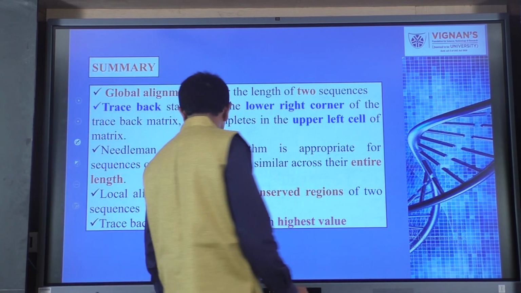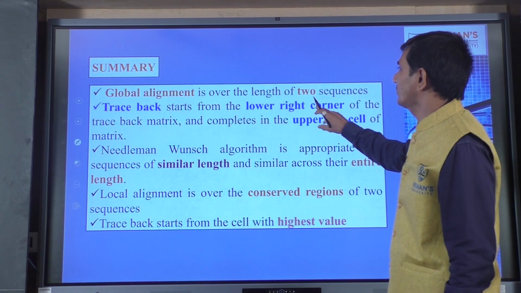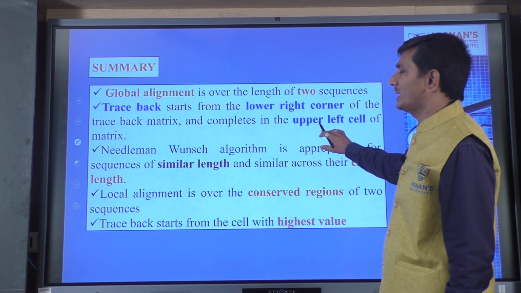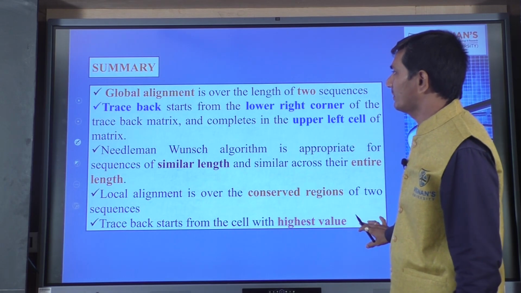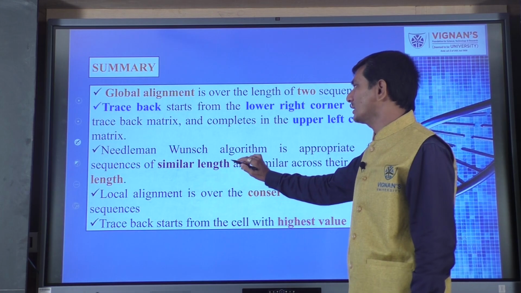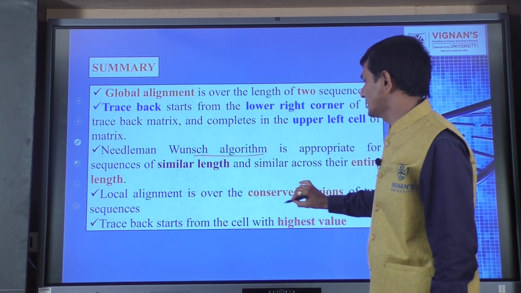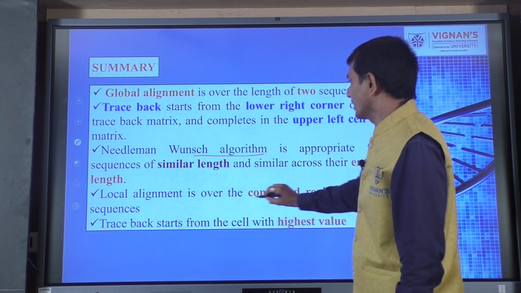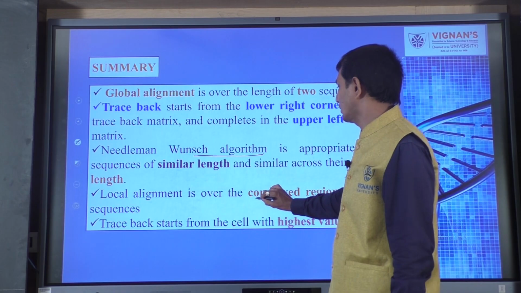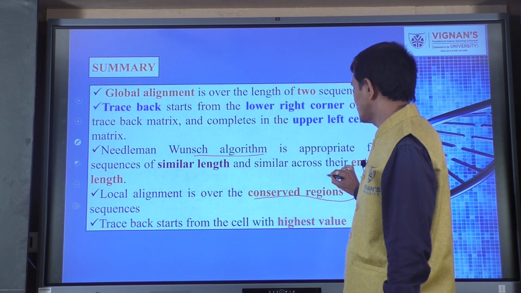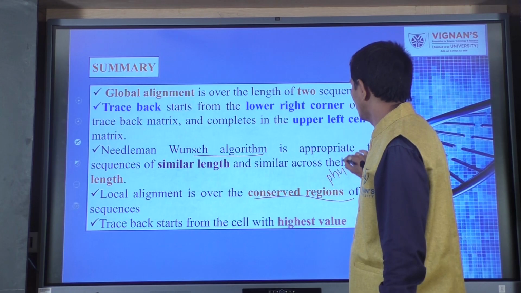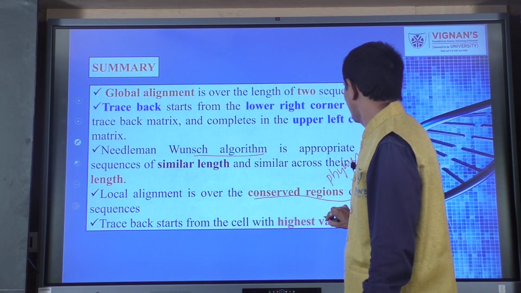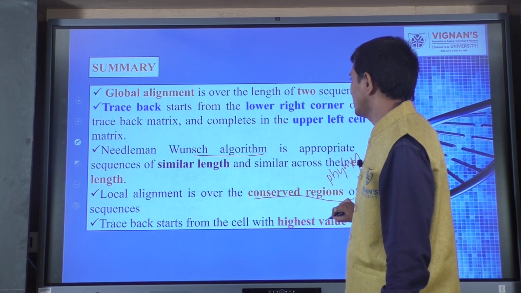So, coming to the summary. Global alignment is done for the two sequences. With respect to the traceback for global alignment, traceback will be done from the last box irrespective of the value in the box, whereas the algorithm used for global alignment is the Needleman-Wunsch algorithm. Similarly, for local alignment, traceback will be done from the box with the highest value, and local alignment is mainly carried out for finding the conserved regions, which ultimately gives us information about phylogeny, and traceback with respect to local alignment is always done from the box with the highest value.